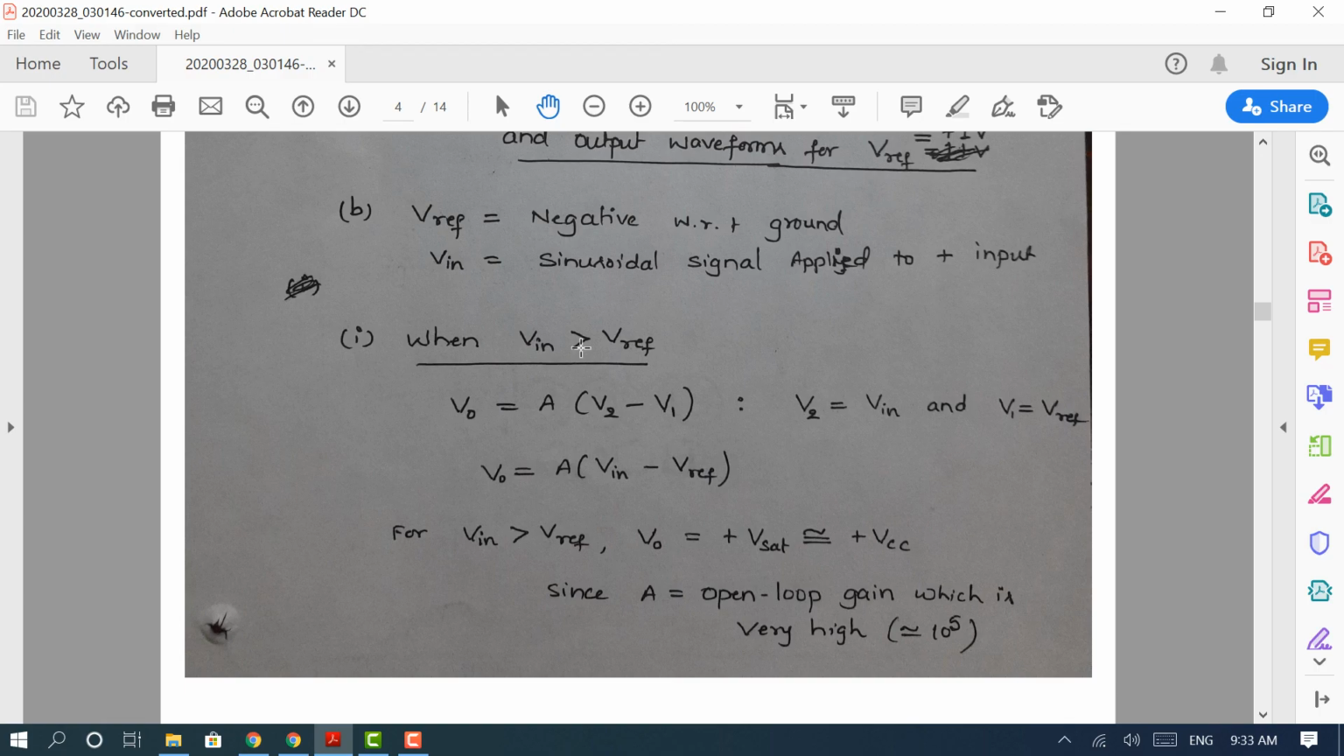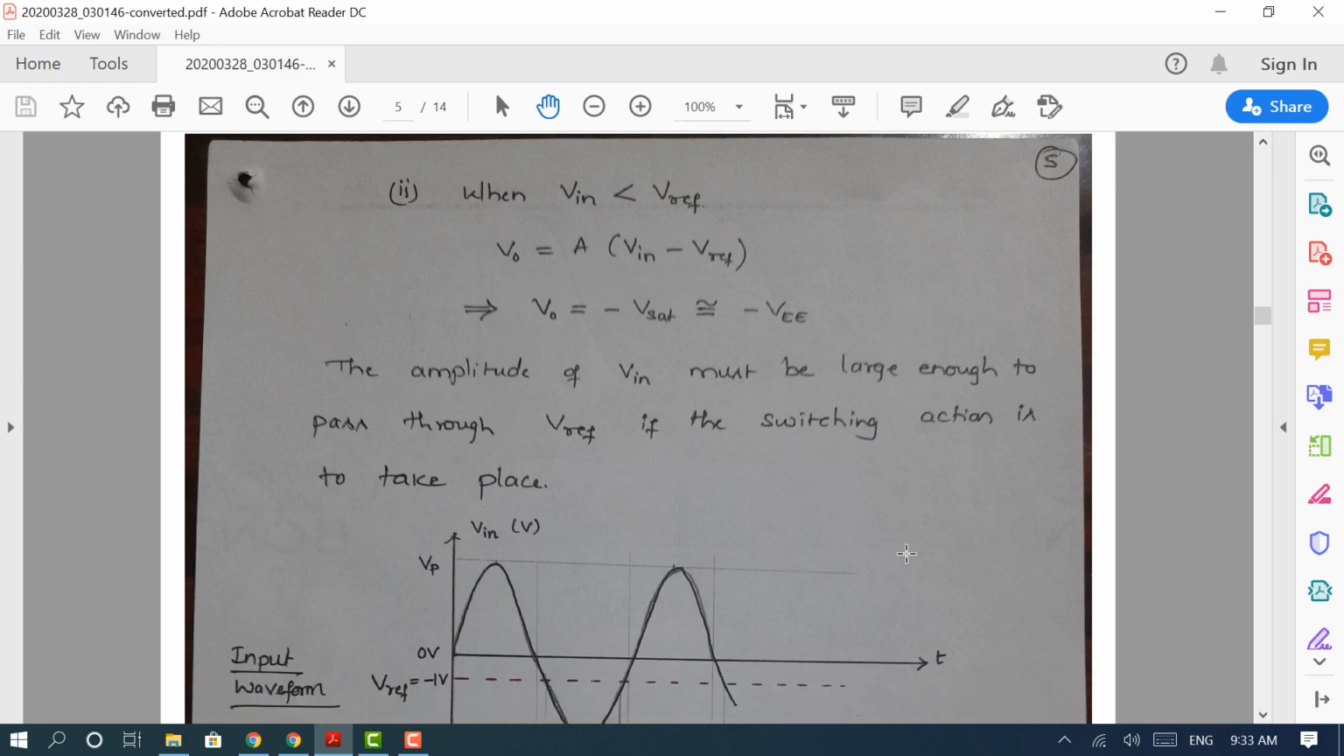Now for the case when the input is greater than the reference voltage, since A is of the order of 10 to the power of 5, V2 is equal to V in, and V1 is equal to V ref. In this case, it's going to be a negative reference voltage. So V in we assumed as greater than V reference. When V in is greater than V reference, the output definitely goes to positive saturation, that is approximately equal to plus VCC. Case number 2 is when the input is less than the V reference.